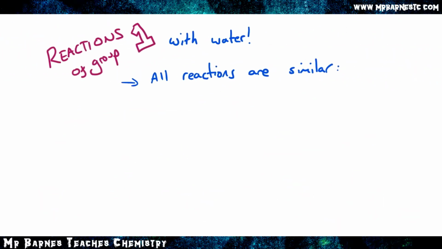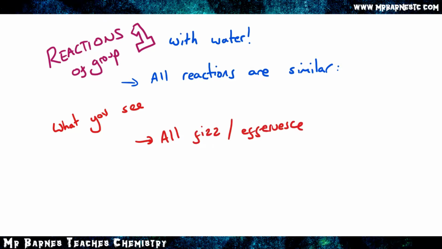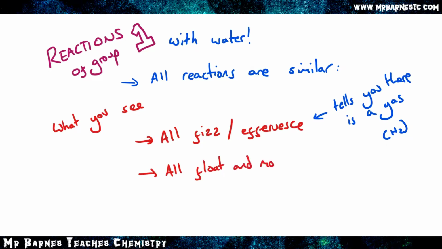The next thing I want to talk about is what you actually see when you put them into water. Now, I'm not going to talk about the differences here, I'm going to talk about the similarities. Every single alkali metal, when you put them into water, they fizz, they effervesce. This tells you that you've got hydrogen gas being given off. They also all float on water and move on water. This tells you that they are less dense than water itself.